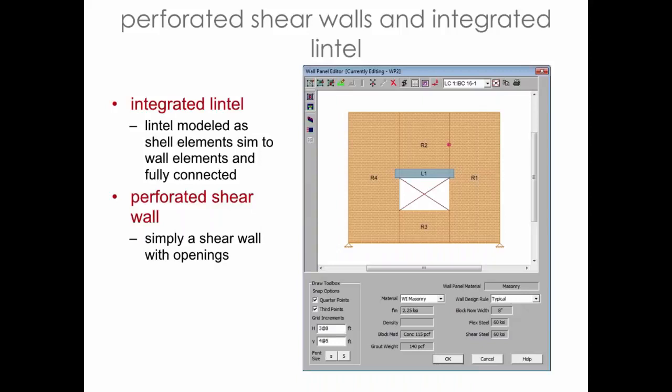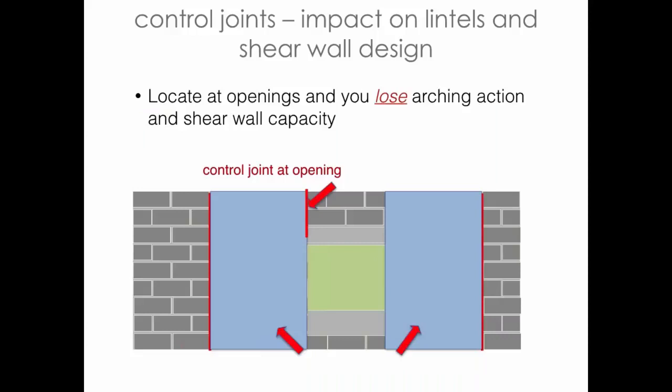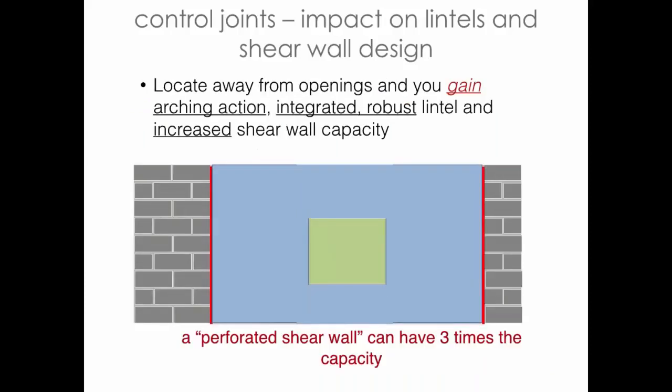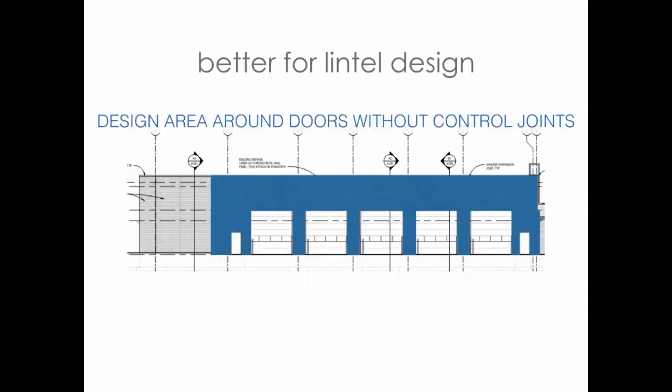In fact, we do it all day, every day for concrete and steel. We just need to apply the same principles over here to masonry. So again, put that joint there, we lose arching action, we lose in-plane shear wall capacity. We don't want to do that. We want to gain all the capacity we have. Just pull that joint out and allow the reinforcement to prevent any cracks from occurring. Everybody's going to be happy. Engineers are going to be able to have a lot more efficient design.